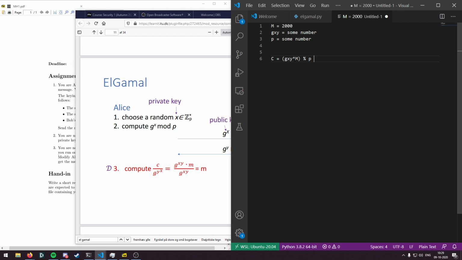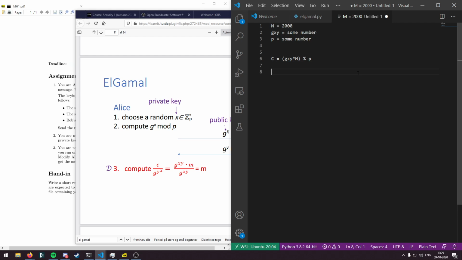Now, the logical step when we have C equal to gxy times m, to recover m, would be to just divide by gxy. But as I just mentioned before, this doesn't always work, and I think it's a special case in this assignment where it actually would work. So what we need to do instead is multiply c with the multiplicative inverse of gxy.